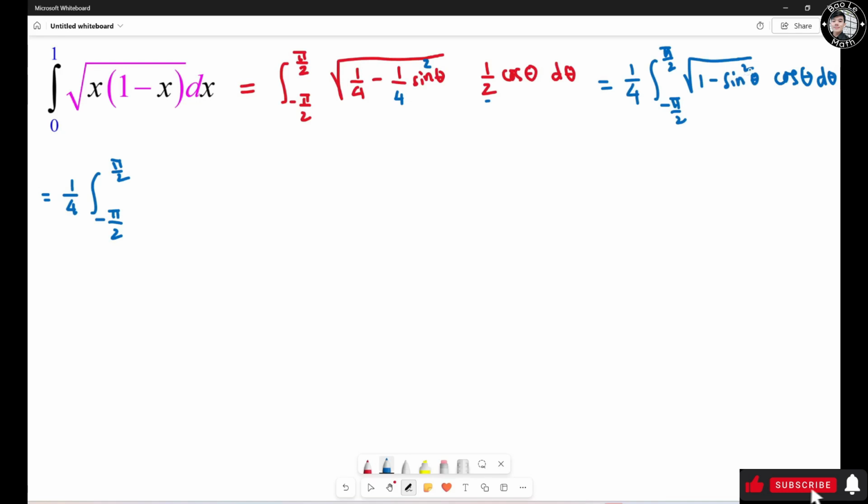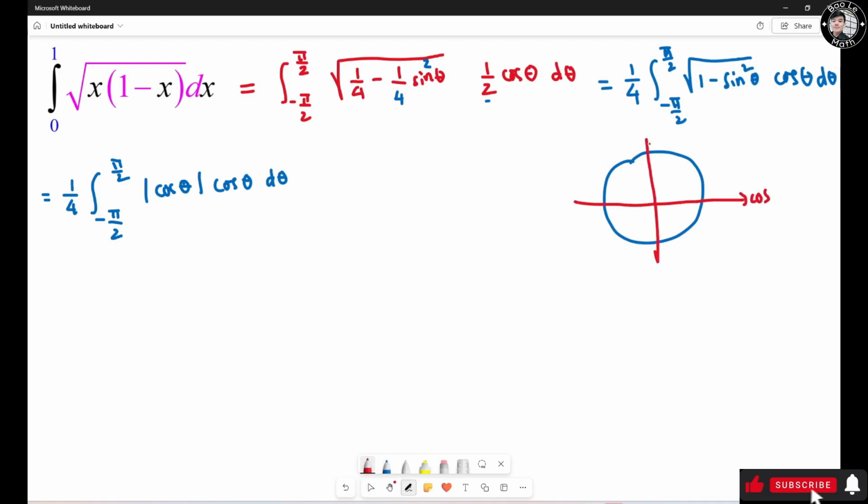Now I need to bring this one outside the square root, so it turns out to be the absolute value of cosine theta times cosine theta d theta. Now on the unit circle, the x-axis represents the cosine function, right? The y-axis represents the sine function, right?